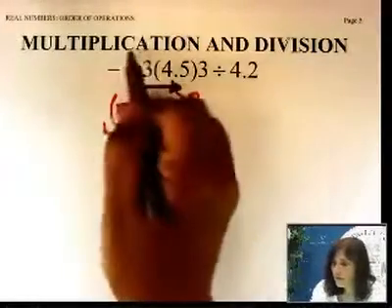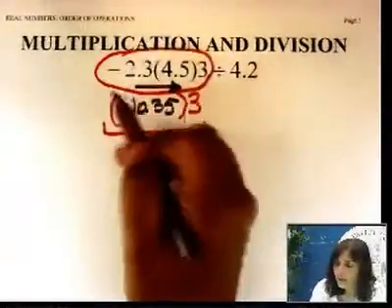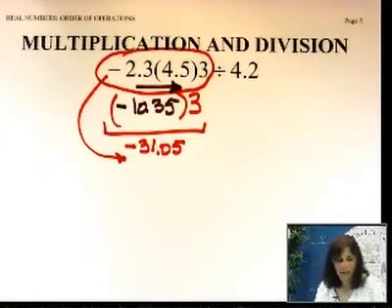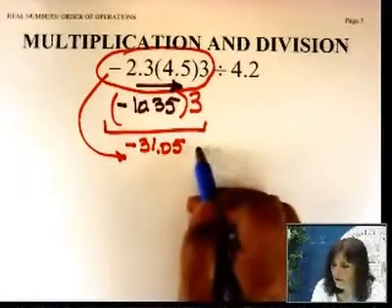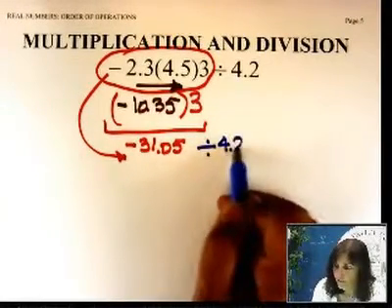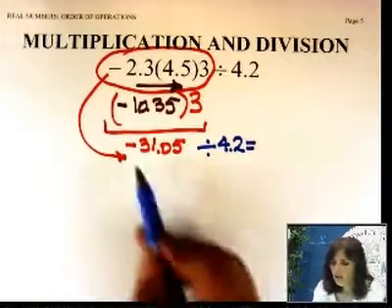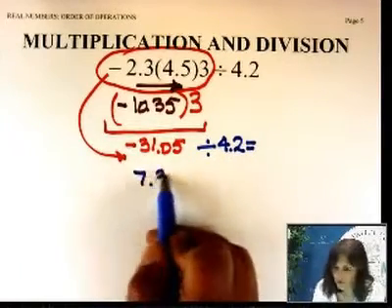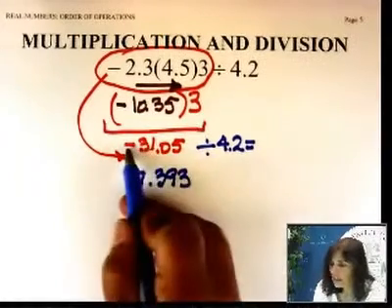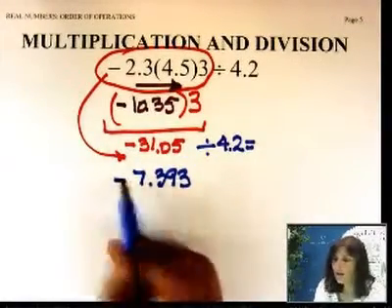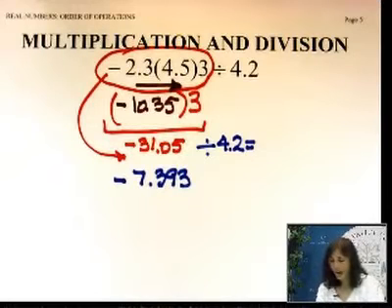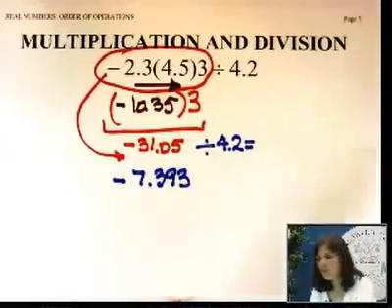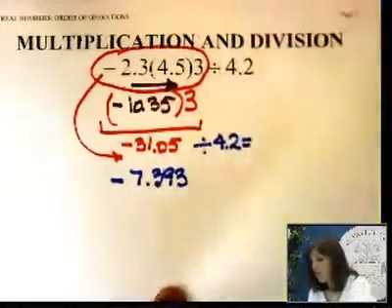So this whole thing turned out to be this number. Now I still have to divide this by 4.2. 31.05 divided by 4.2 gives me 7.393. But this is a negative and this is a positive, so I'm going to end up with a negative number. So write clearly so that you're okay, and do the multiplication and division, if there are a bunch of them together, left to right.